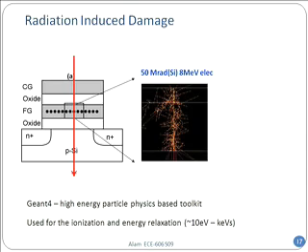It's 58 mega electron volts, and as it is coming down, it is generating a shower of electrons, and this shower of electrons causes a huge amount of damage in the oxide, and that again traps charges, causes threshold voltage shift, and again causes reliability problems.